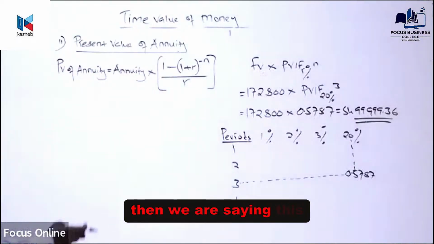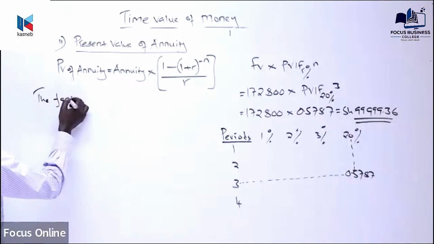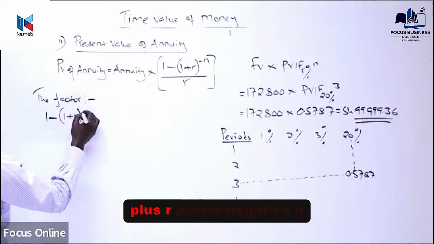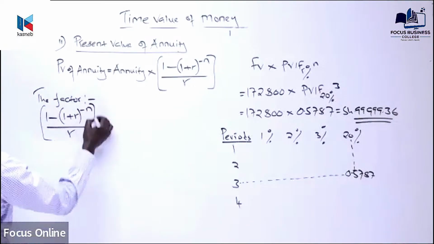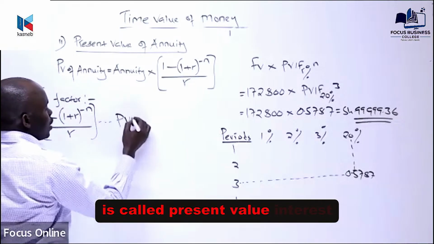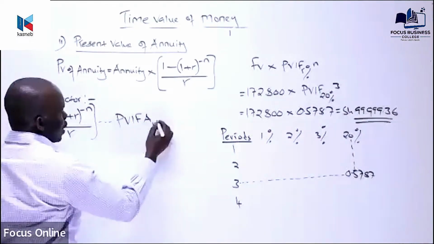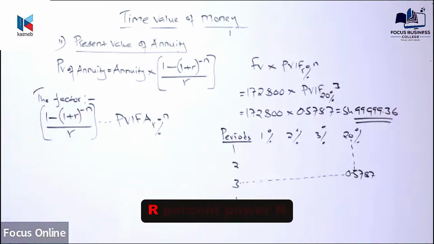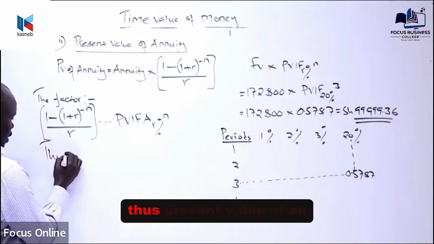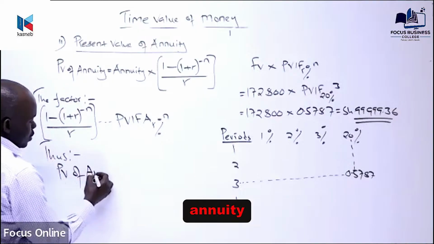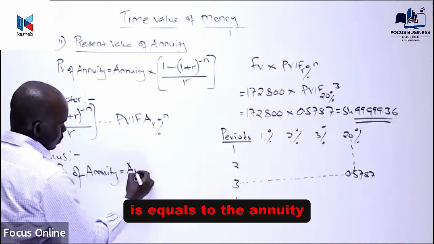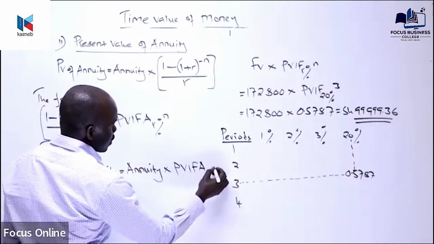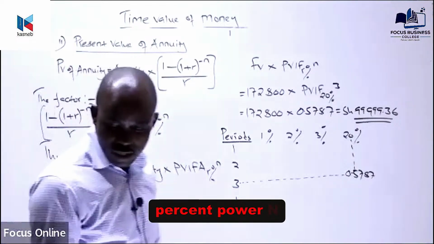Then we are saying this factor, 1 minus (1 plus R) power negative N over R, is called the present value interest factor of an annuity, R% power N. Thus, the present value of an annuity is equal to the annuity times the present value interest factor of an annuity, R% power N.